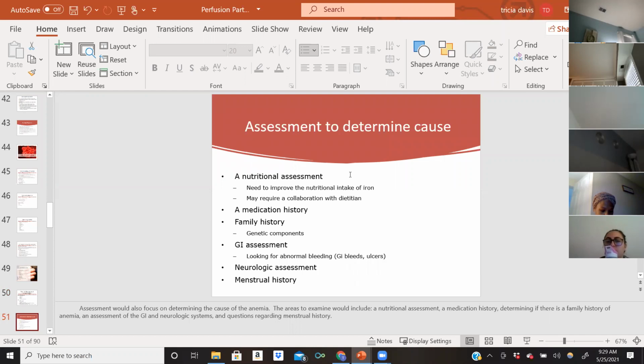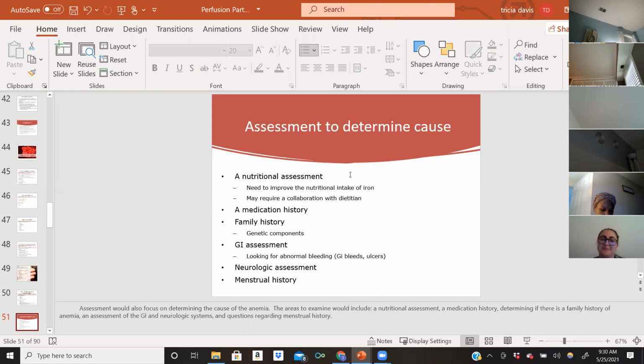So there are certain assessments that we want to do to determine the cause of the anemia. We're going to do a nutritional assessment. We want to improve their nutritional intake of iron, so we need to know, what does their daily intake look like? Have the patient sit down and go through an entire day of what they eat, meal by meal. What kind of snacks do they have? What does their intake look like? Based upon your assessment, it might require collaboration with a dietitian. If you're in the hospital setting, you always have access to a dietitian. If you're in the primary care setting, then you would have to give them a referral to someone outside the office.